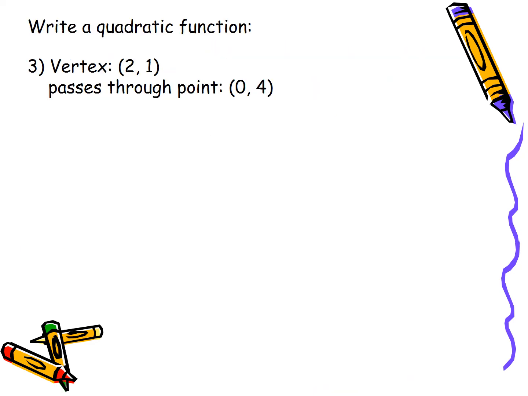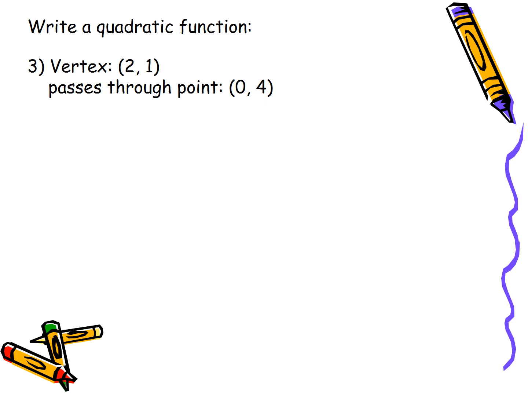All right, example number 3. We need to write the quadratic equation given these key features in words. So we're not given a graph this time, we're just given the vertex at the point (2, 1), and we know that the graph also passes through the point (0, 4).